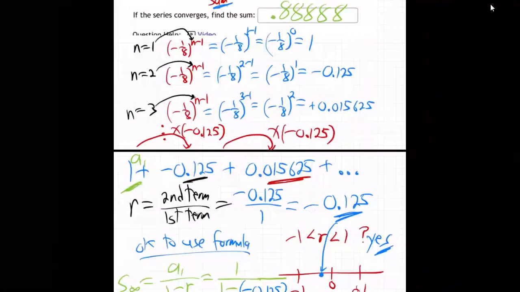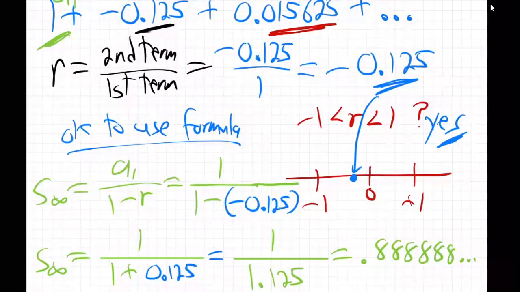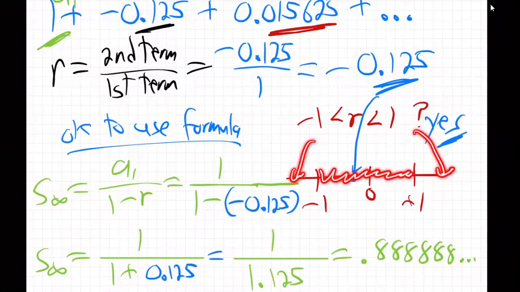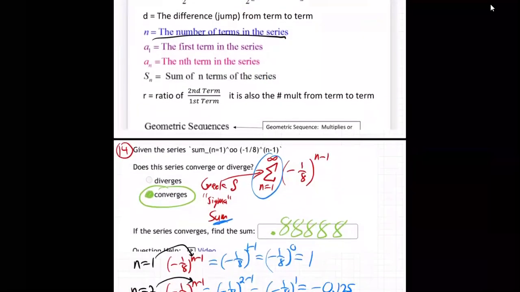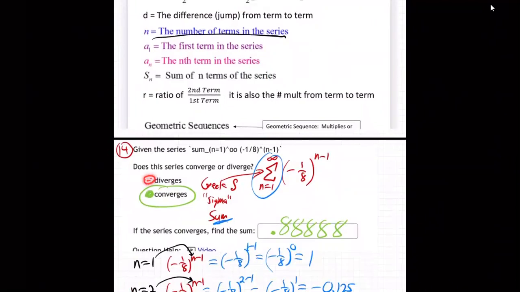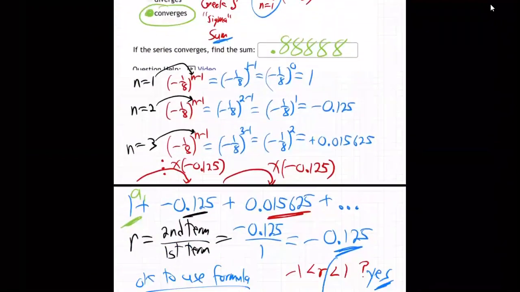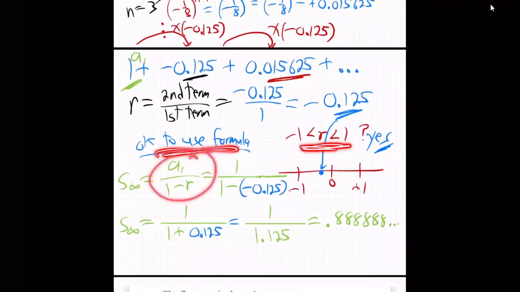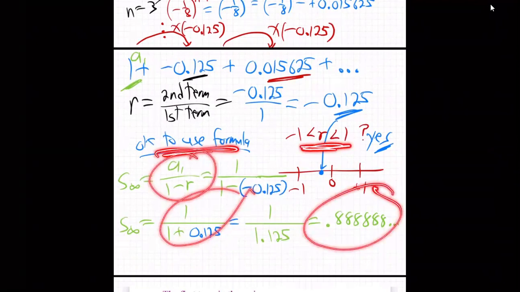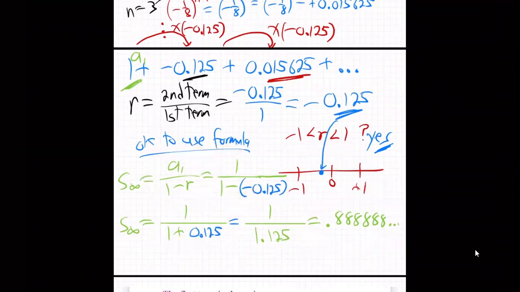So again, if R was not between -1 and +1, like if R was out here, smaller than -1, or over here, bigger than +1, then we would have said diverges. We wouldn't have needed an answer here because there is no answer. It diverges. You can't use the formula. It takes off. It doesn't converge to an answer. But ours converged, meaning R was between -1 and +1. So it was okay to use the formula. We used the formula, and we got this answer. So there we go.